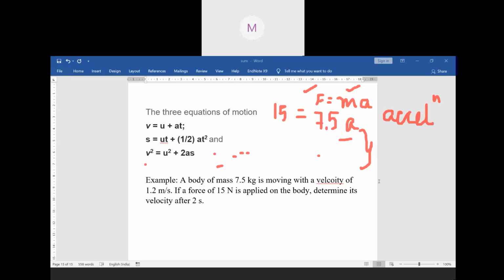Good, very good. But remember, students, without writing units, your answer is incomplete. Even if you get the correct answer, you have to write the units. You have to write units, na.